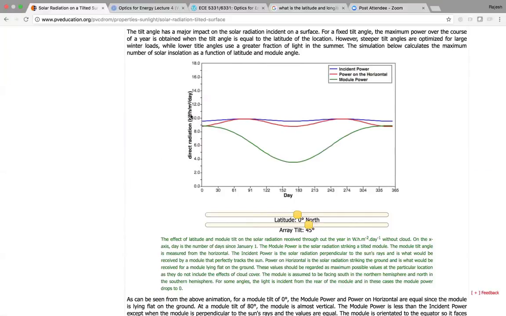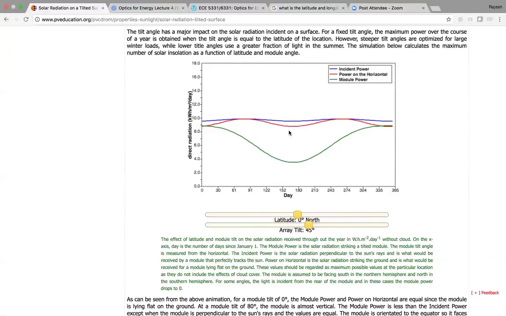Again, it's in units of kilowatt hours per meter squared per day. Kilowatt hours, for some of you who are probably familiar with this, is just energy. So this is total energy. Watts is power, power times time is energy. Energy per unit area per day. So it's averaged over the day.